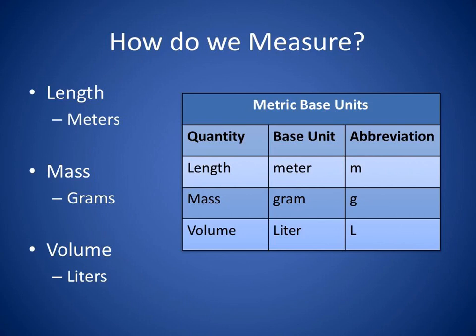Symbols for these: a meter is a lowercase m. Specifically a lowercase m. A gram, the abbreviation, the symbol, is a lowercase g. And a liter, the symbol is a capital L. Now I'm pointing out the case here because uppercase and lowercase does matter.